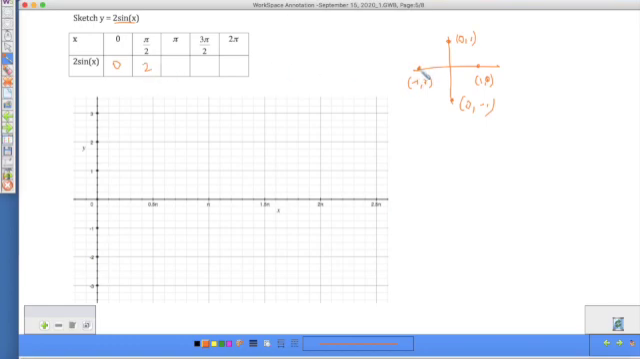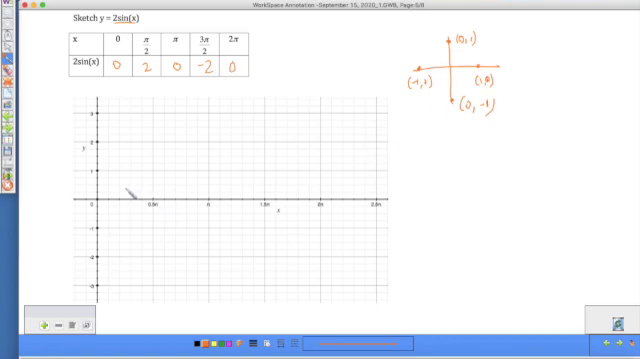At pi, my y value is 0, so therefore the sine is 0. Sine of 0 is 0. 0 times 2 is still 0. At 3 pi over 2, my y value is negative 1. Okay? And then 2 times negative 1 would give me negative 2. And then back at 2 pi, I'm back to it being 0.